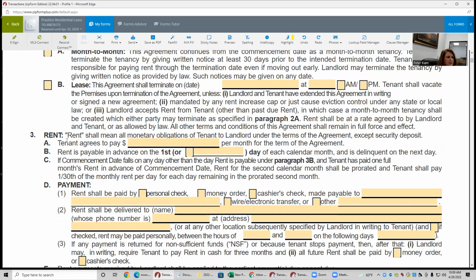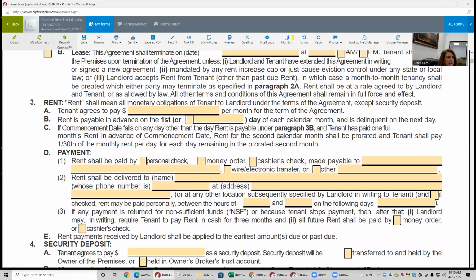So the rent amount the tenant agrees to pay is here. Okay, so you can put the rental amount there. And it already defaults this contract that the rent is payable on the first day of each calendar month and is delinquent on the next day.